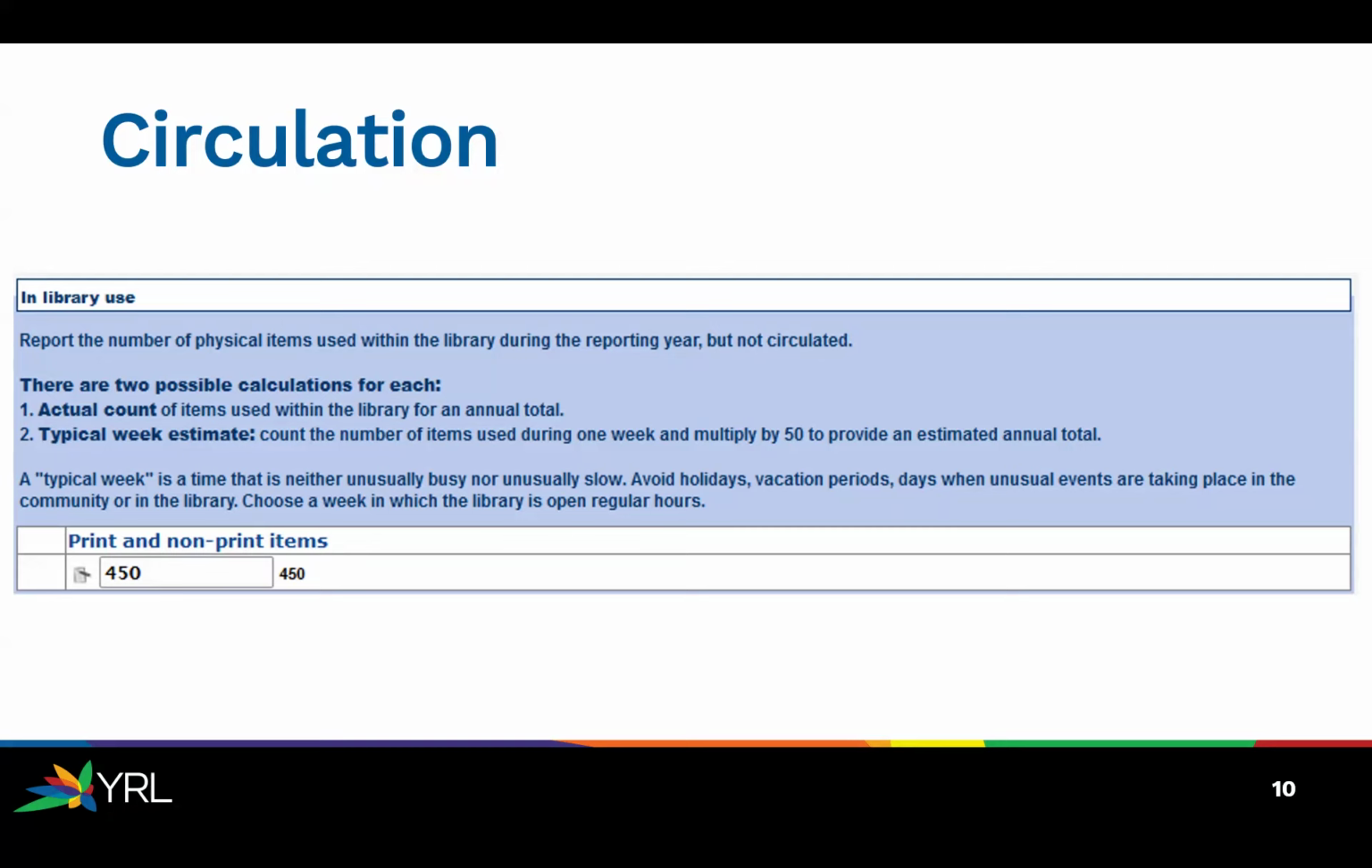PLSB uses this multiply by 50 to account for things like stat days and holidays. And for any of the fields here that require an estimate, if for some reason it's not captured in Polaris or whatnot, you can use this same method. Keep track for 1 week, what they call a typical week, so not a week that has holidays or unusual events taking place in the library, and then multiply the total for that week by 50, and that will give you your annual total.